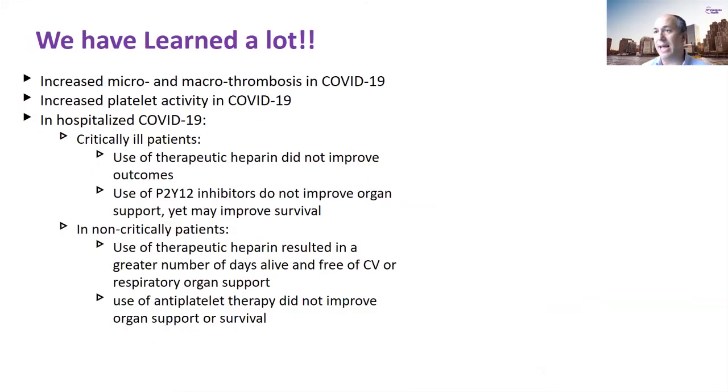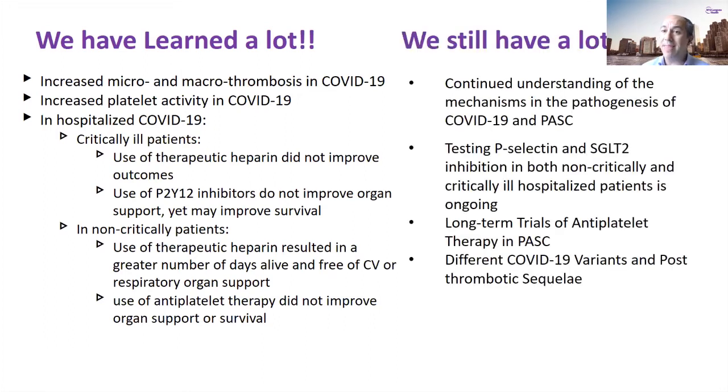Now, I think we have learned a lot. We really have. We've learned a lot about micro and macro thrombosis and increased platelet activity and which therapies, and I'm not going to read this through, but I think we still have a lot to learn. First of all, we have to learn about the mechanism and the pathogenesis of all the different variants, right?